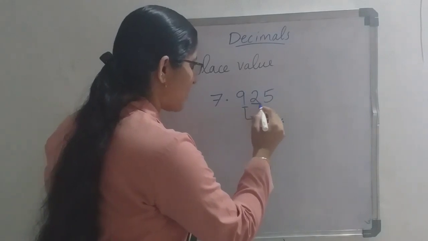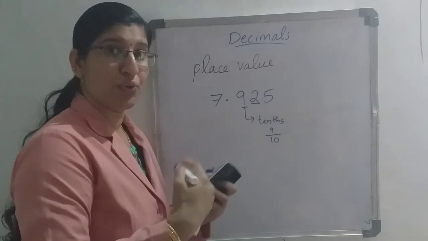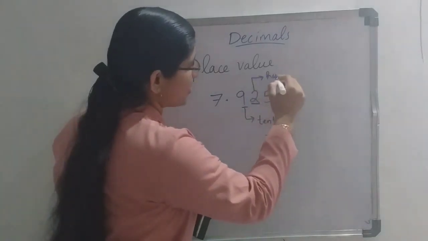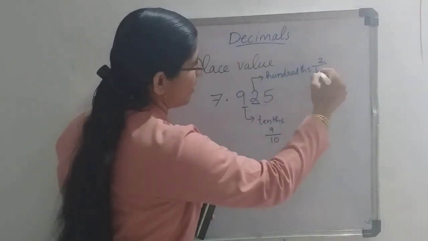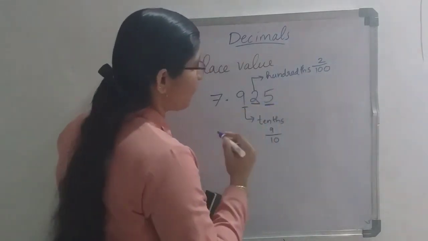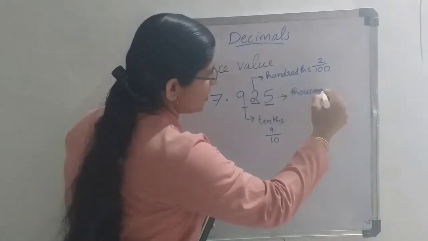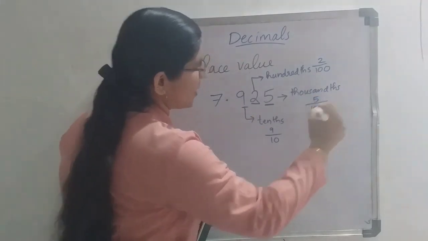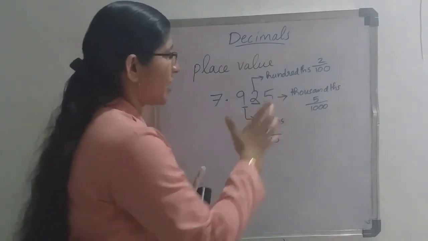If you want to write the place value of 2, 2 is in the second position. That means the place value of 2 is 1 by 100. So you can write it either as hundredths or as 2 by 100. Then if you want to write the place value of this 5, how will you write? It is thousandths, or you can say 5 by 1000. Clear? So this is the way of writing the place value.